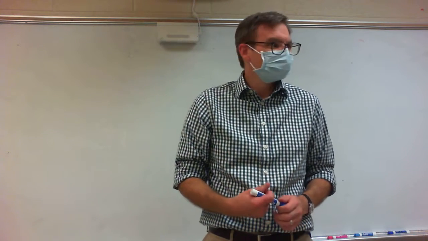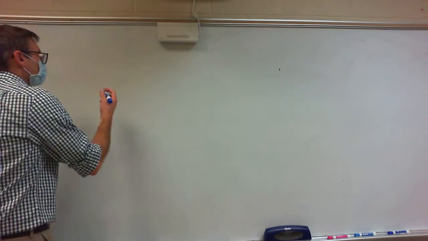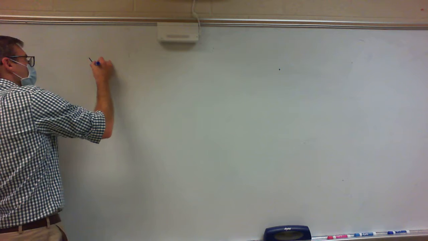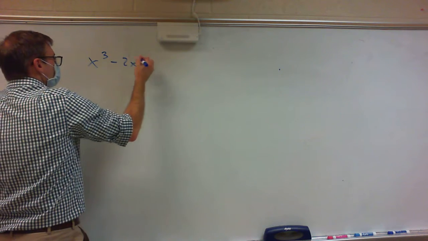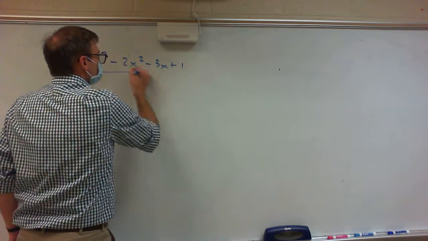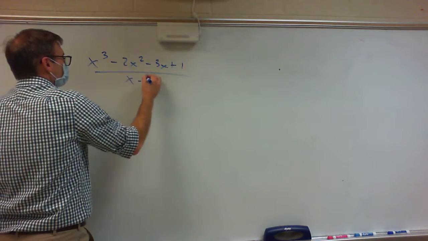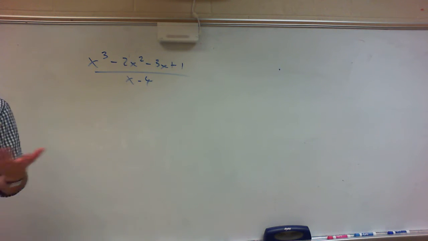So yesterday we talked about synthetic division, and synthetic division is awesome, right? It works great, except when it doesn't. Okay? So one of the problems, if I gave you x cubed minus 2x squared minus 3x plus 1, and we divide this by x minus 4, can we do this with synthetic division? Yeah, of course we can, right?